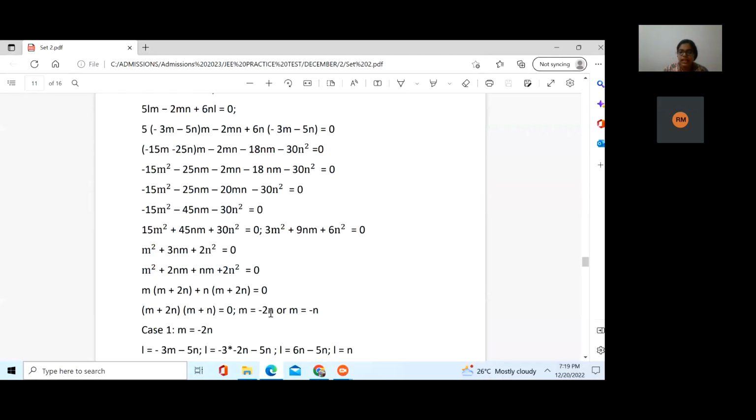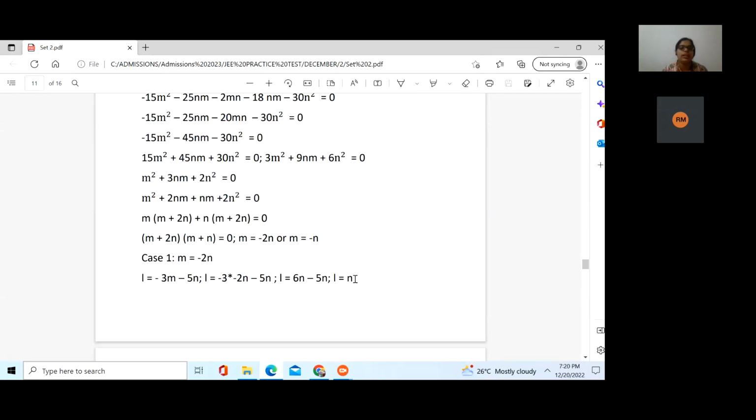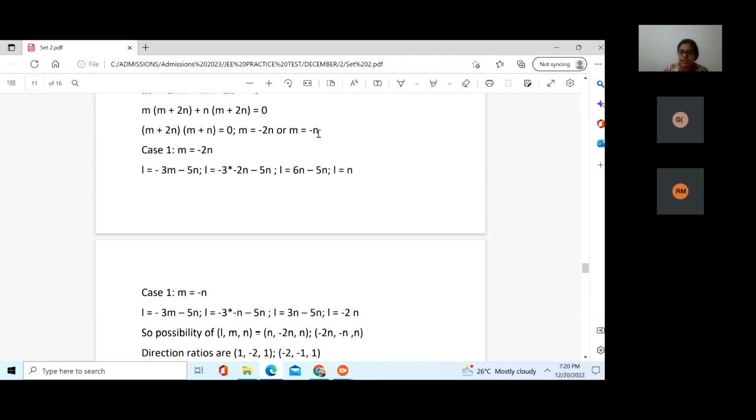For the first case, I have taken the value of m is equal to minus 2n. I have substituted this value in l and found l is equal to n. Similarly, in case 2, I took the value of m as minus n, substituted it in the same equation, and found the value of l as minus 2n. So now I have two cases with the values of l, m and n. For the first case, m is equal to minus 2n, l is equal to n, and n is equal to n. For the second case, l is equal to minus 2n, m is equal to minus n, and n is equal to n.